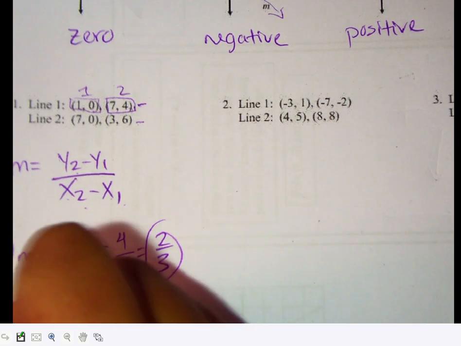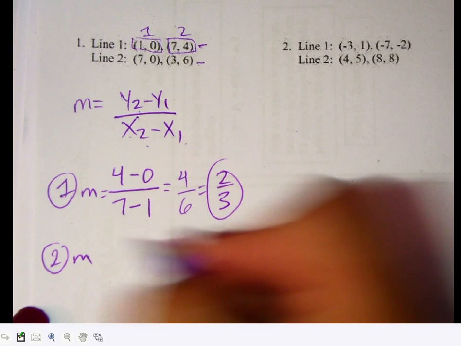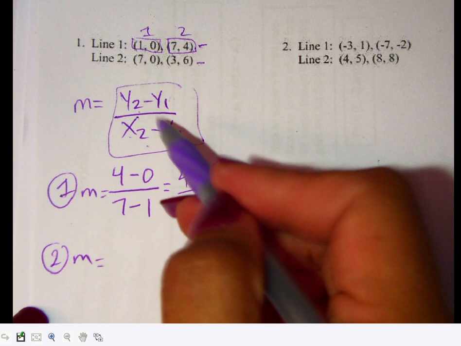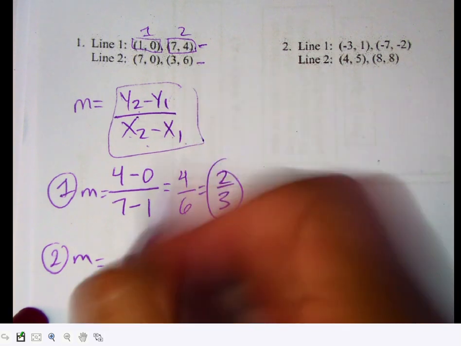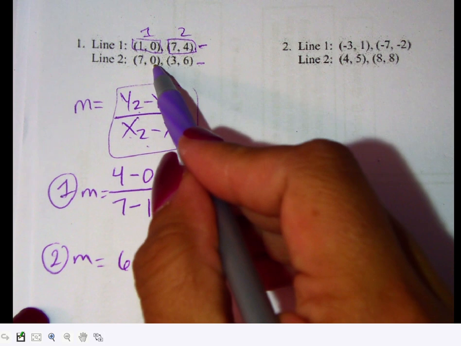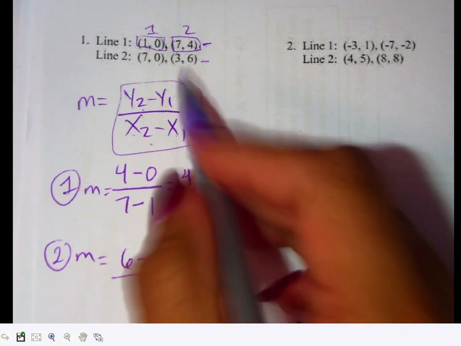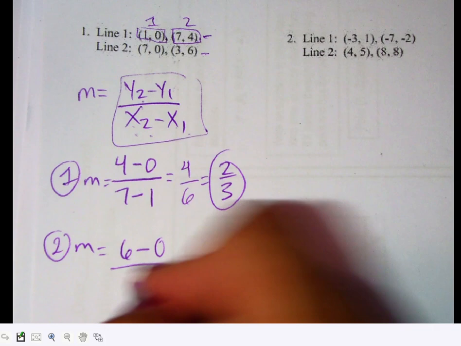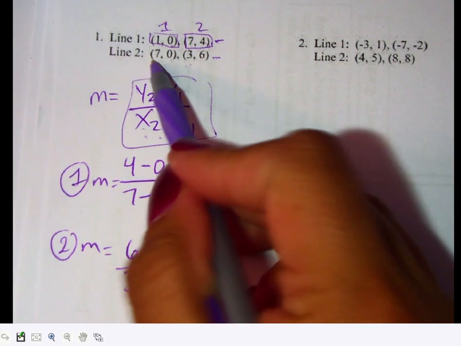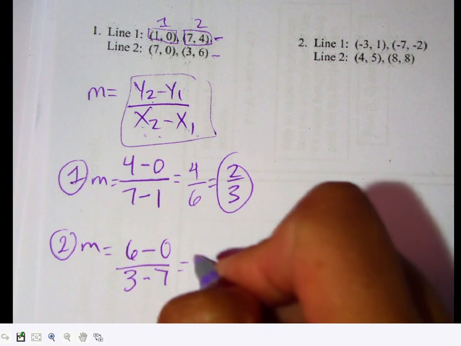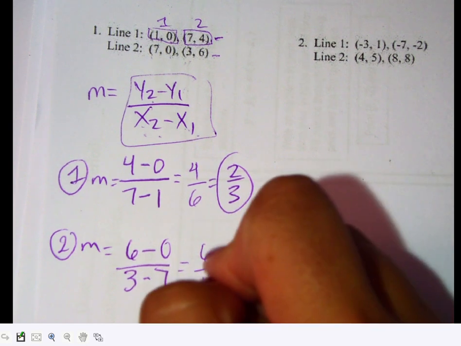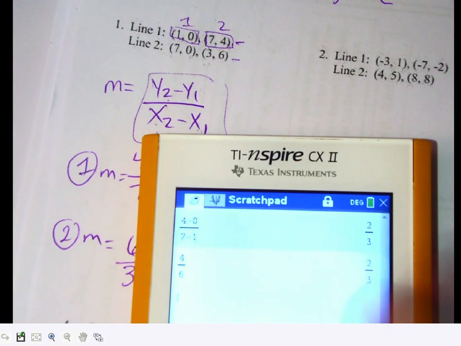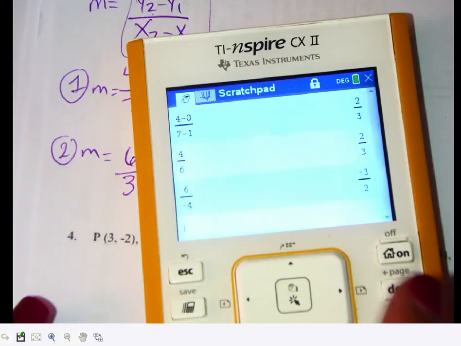For line 2, we're going to repeat the same formula. So y2, which is the y value of the second point, 6, minus the y value of the first point, 0, over the x value of the second point, 3, minus the x value of the first point, 7. 6 minus 0 is 6, 3 minus 7 is negative 4. Again, you could type it in the calculator, negative 6 divided by negative 4. That will result in negative 3/2.